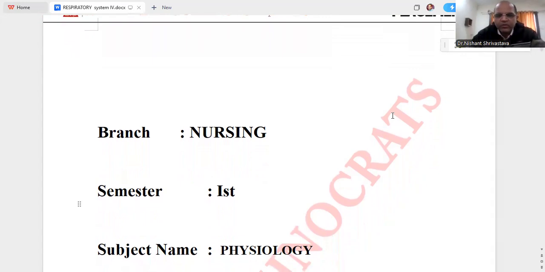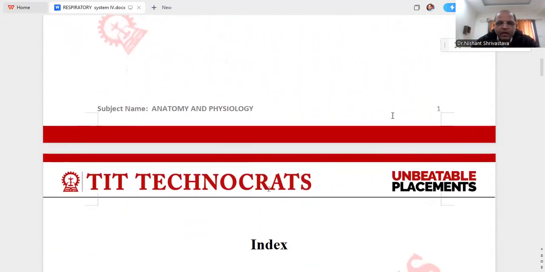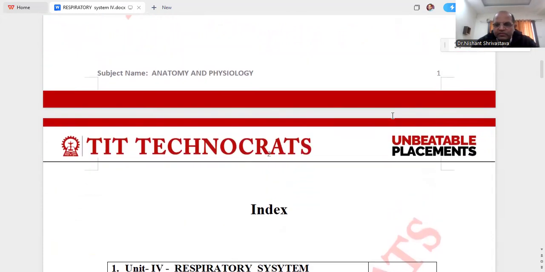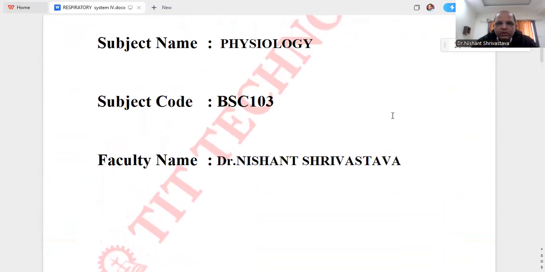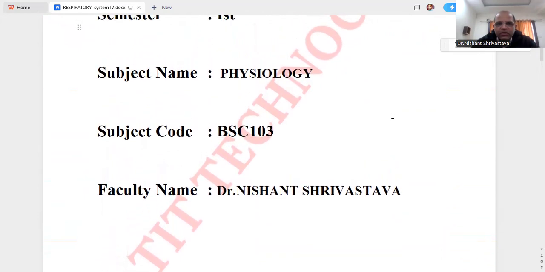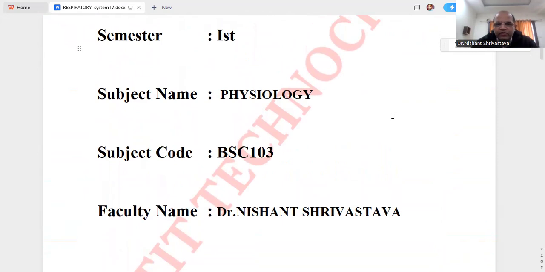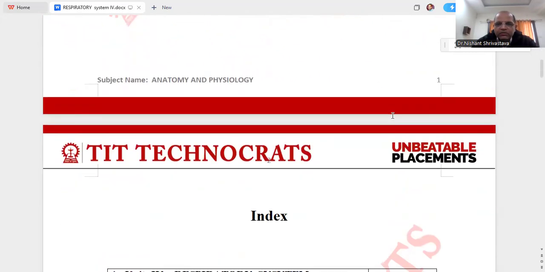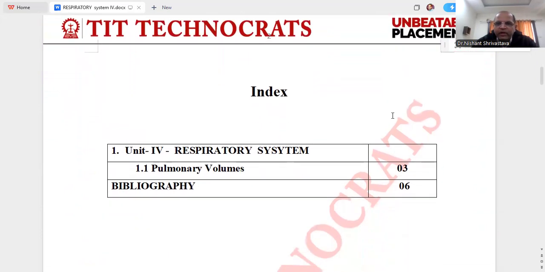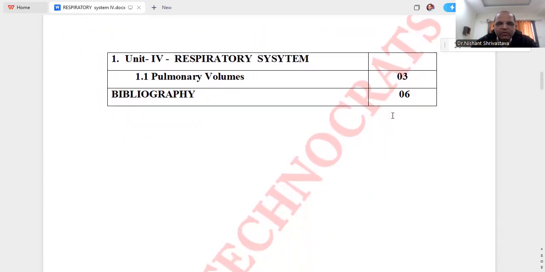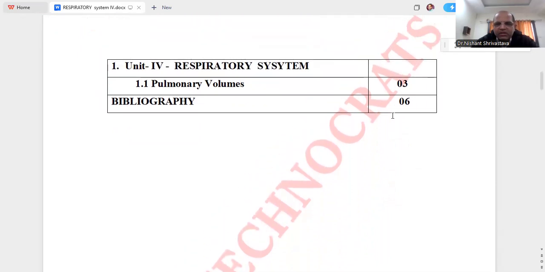So today our topic is pulmonary volumes. It is a topic under physiology. Whatever we take, the oxygen, and release carbon dioxide, and how much quantity we take regularly in a rhythm. So let's discuss the pulmonary volumes, meaning our lung capacity.